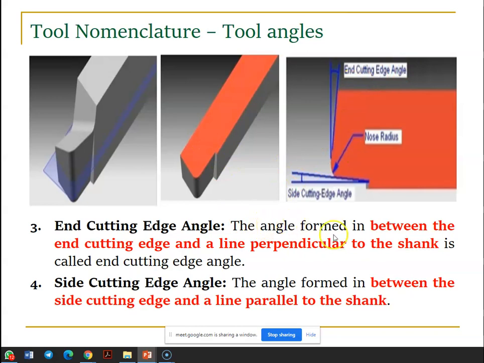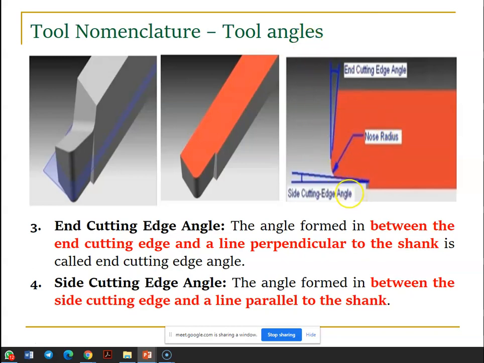End cutting edge angle: the angle formed between the end cutting edges. So these are end cutting edges, and the line perpendicular to the shank. So the end cutting edge angle is the angle formed between the end cutting edges and the line perpendicular to the shank.